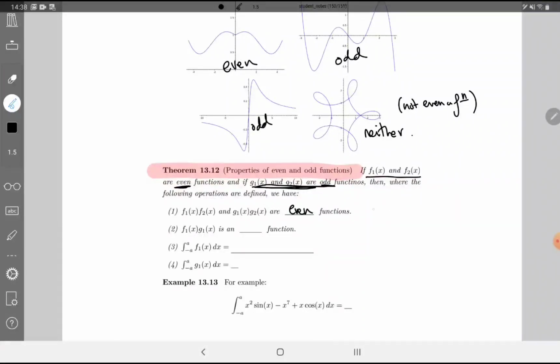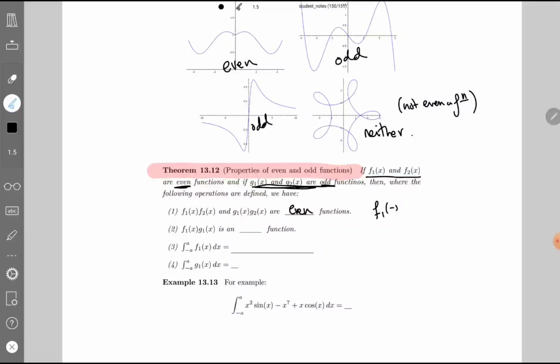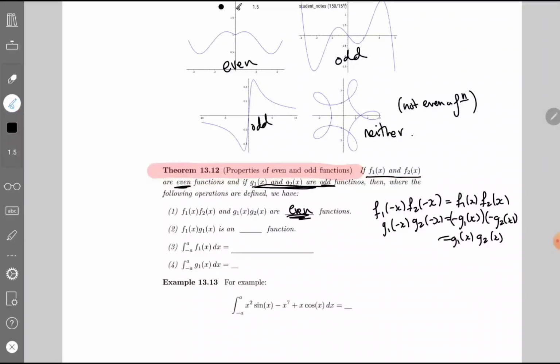Because think of it this way. f1 of minus x times f2 of minus x is just f1 of x times f2 of x. So no problems. And then for g1 and g2, these minuses come out, g1 of x, but then since we have two minuses, they cancel, and so it doesn't change. And so we have even functions.